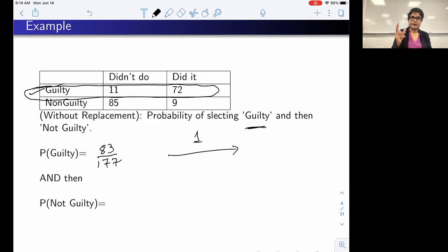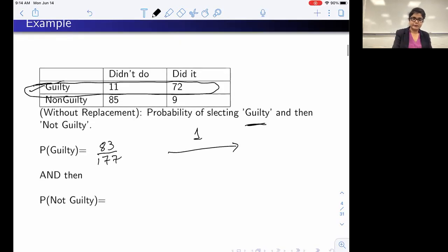So how many people am I looking for in this experiment? 2 people, guilty and non-guilty. So if I'm looking for 2 people, I need to have 2 trials. So when I found one guilty person, I put this person in jail. So the rest of the people, how many will it be? From 177, if I put one person in jail, the rest will be 176.